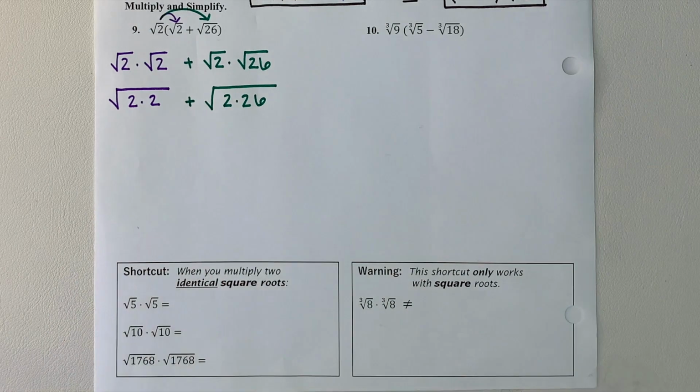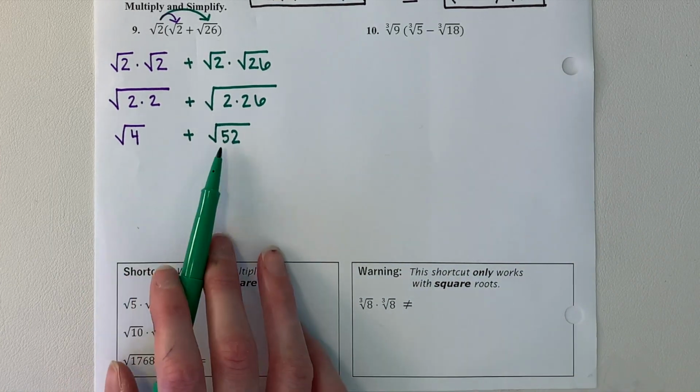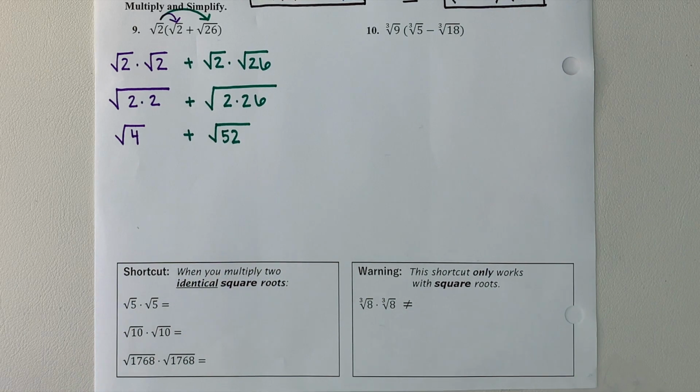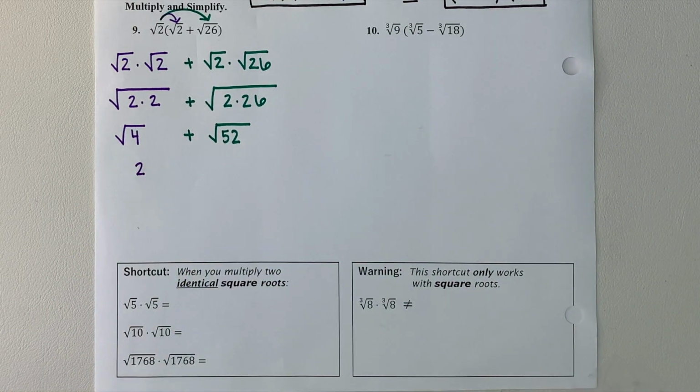Now, the square root of 2 times 2 simplifies to the square root of 4, and if we multiply 2 times 26, that will give us the square root of 52. Now, we're trying to add these two radicals, but these are not like radicals, so they cannot be added. If they're not like radicals, check to see if you can simplify. And with radicals, you always want to simplify them if you can. The square root of 4 simplifies to 2. 52 is not a perfect square.